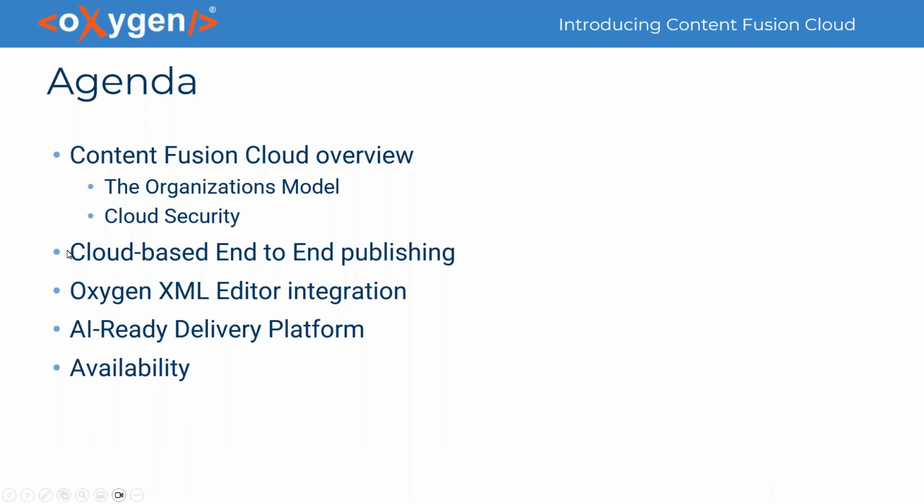Then I will show you some use cases for Oxygen Content Fusion Cloud. First of them is a flow of end-to-end publishing, where you start from basically zero to published web help in a short time. Then I will show you how we evolved the integration with Oxygen XML Editor and our AI-ready delivery platform. And at the end, I will show you the next steps and when you can get your hands on this new product.